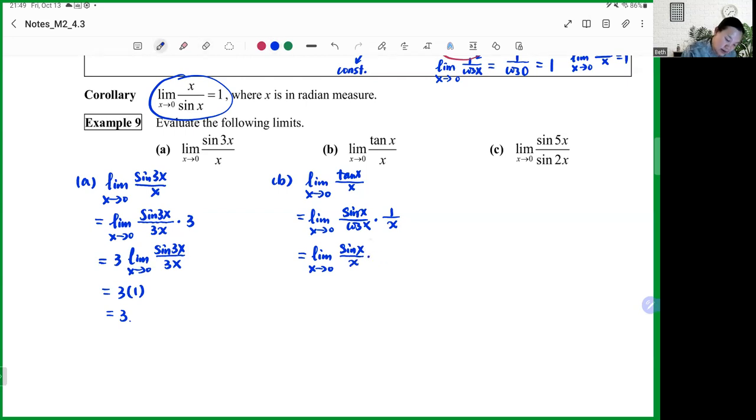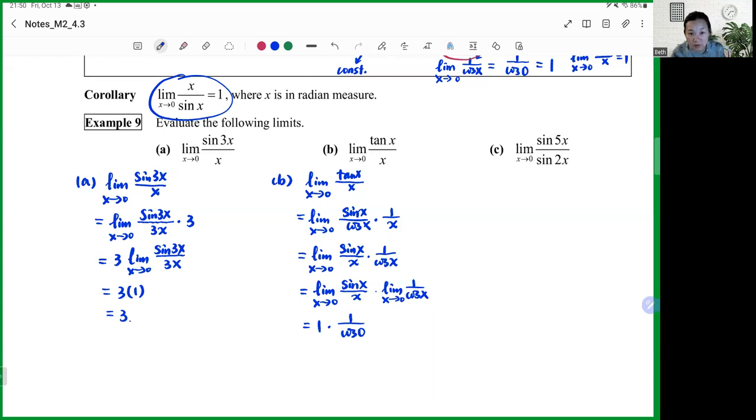I'll put sine x and x together and 1 over cosine x somewhere else. Now I can split them into two limits. One special limit, one simple limit. The special limit equals 1, and the simple limit can be found by substitution.